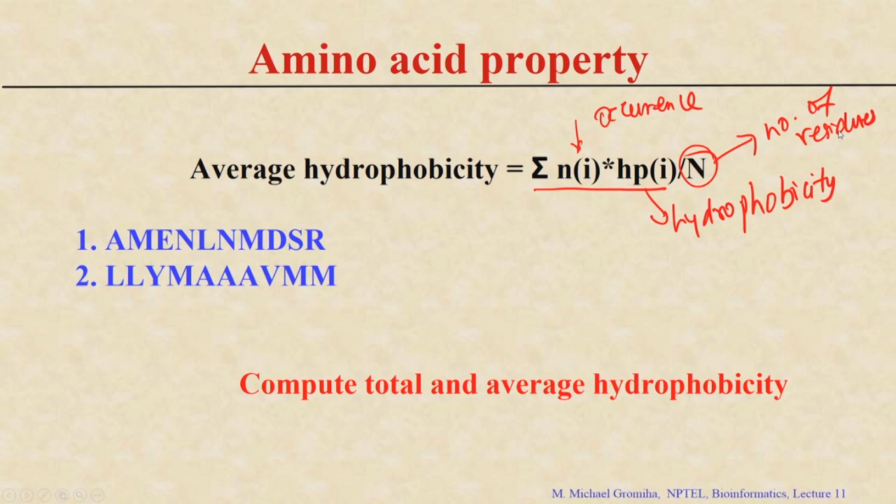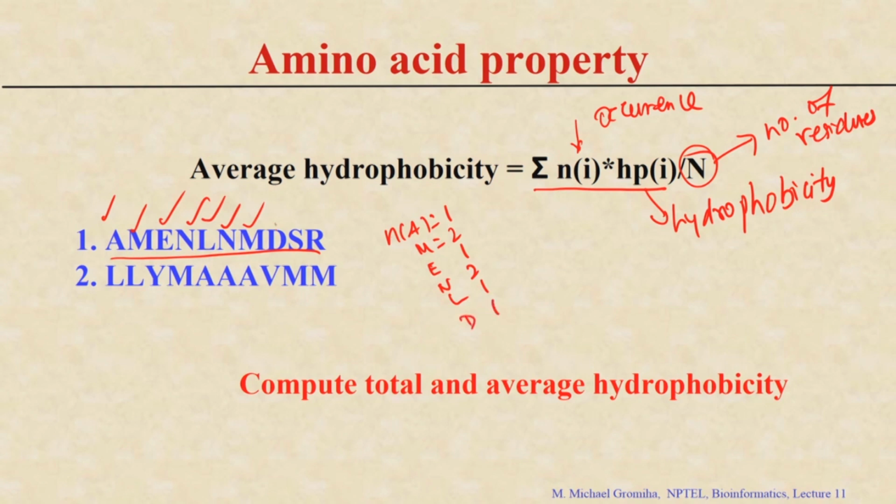So, if you take this equation, how many A are here? Number of A equal to 1, M 2, then what else? E 1, N 2, L 1, D 1, S 1, R 1.